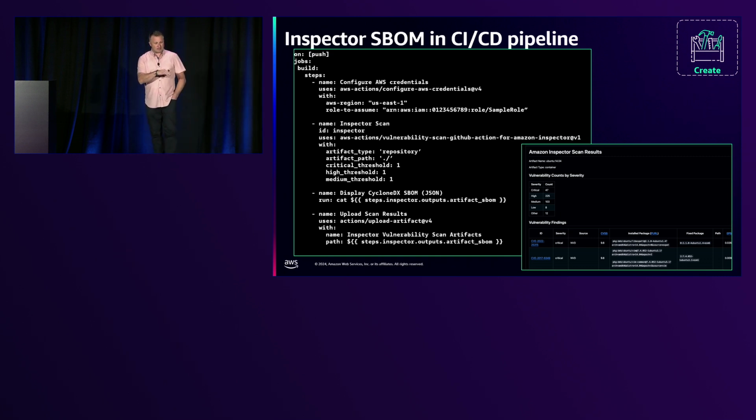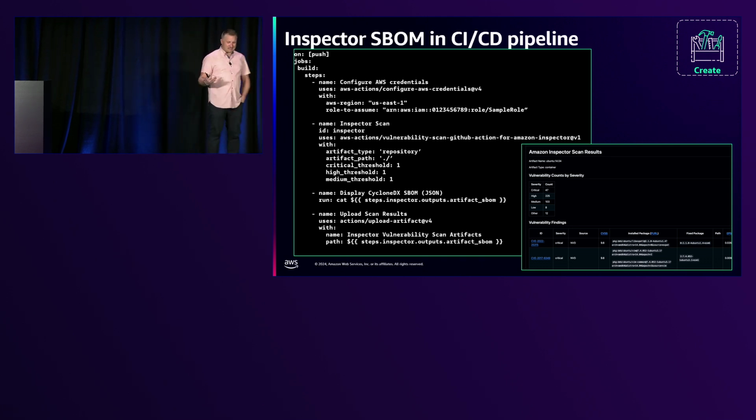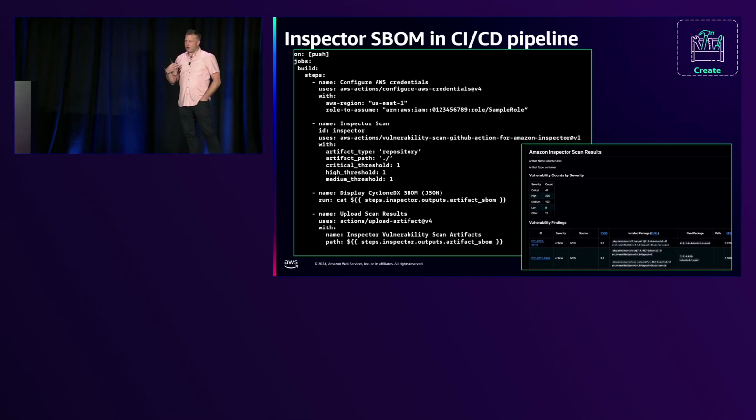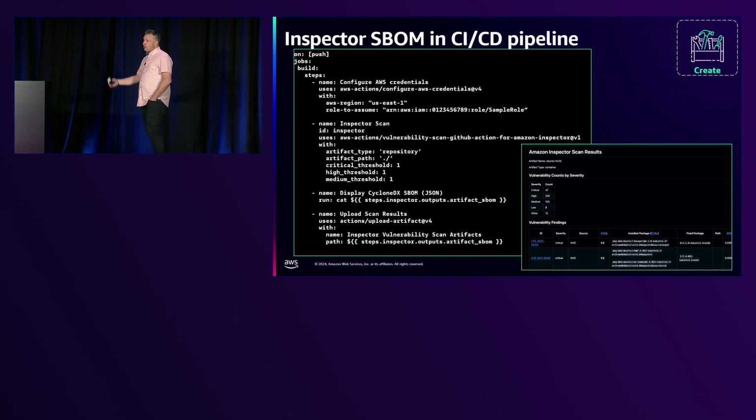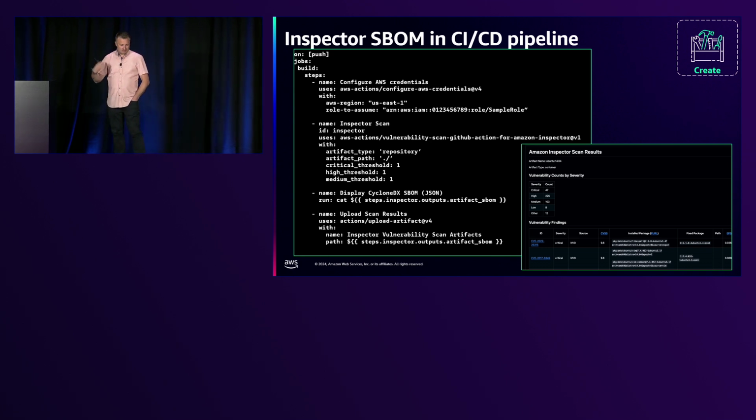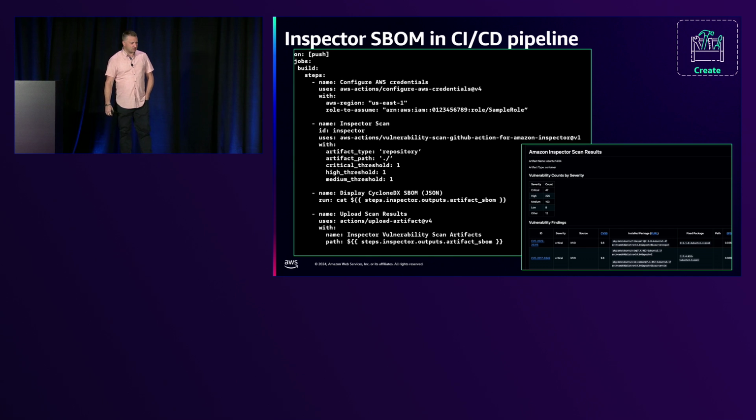The next step in the job is to actually run the scan with Inspector. And it's using this action provided by AWS called vulnerability scan GitHub action for Amazon Inspector. You'll want to copy and paste that. And that action is going to take the code, send it up to Inspector, generate the SBOM with all of the dependencies included in it, and then make that available to other steps in the job.